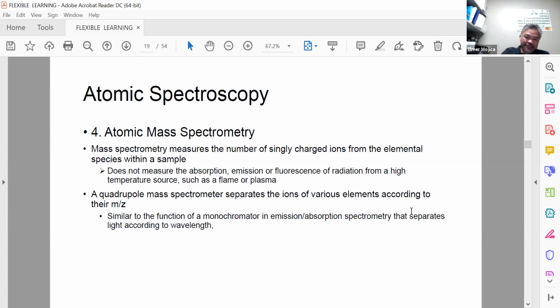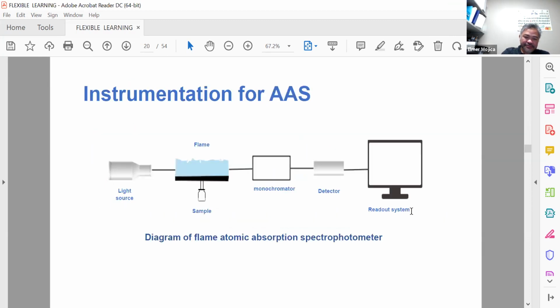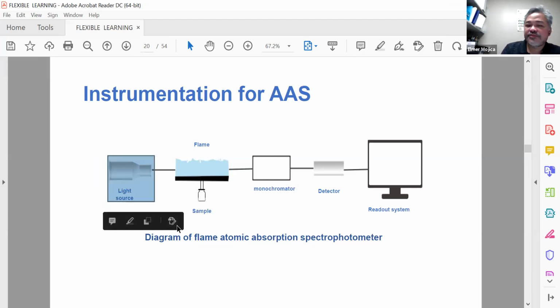Now, if you're going to look at the block diagram of the AAS, this is how it looks. You have a light source, usually in the form of a flame, or you can also have a graphite furnace. And then, no, the light source is just what we call the xenon arc lamp. It's not a flame. The flame that you have there is where you put the sample. It's just like a hose that siphons the sample, but it is really a nebulizer.